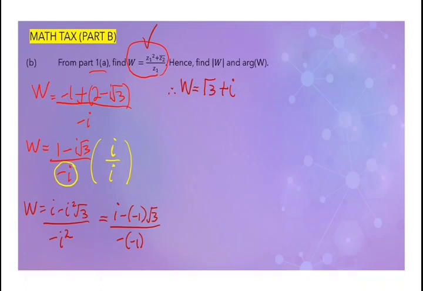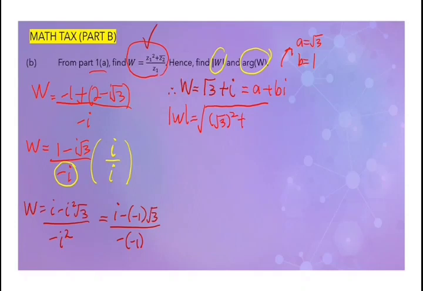The next part, hence, find the modulus of w and the argument of w. So the formula for modulus of w is equal to the square root of a squared plus b squared, in this form a plus bi. So by comparison, a is equal to √3 and b is equal to 1. So modulus of w is equal to the square root of a squared, so it means that √3 squared plus b squared, 1 squared. So the answer is 2.